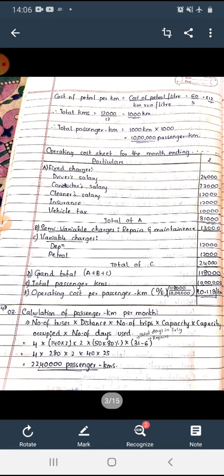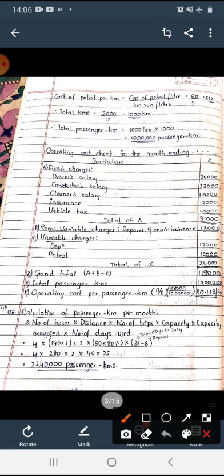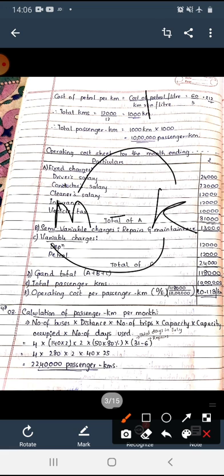What's under this? 4 buses. They operated between Mangalore and Kollur, and the distance is 140 kilometers. Each bus makes 2 trips. 2 trips is nothing but once from Mangalore to Kollur, again Kollur to Mangalore. This is one trip. Again Mangalore to Kollur and Kollur to Mangalore. This is the second trip. So there are 2 trips.